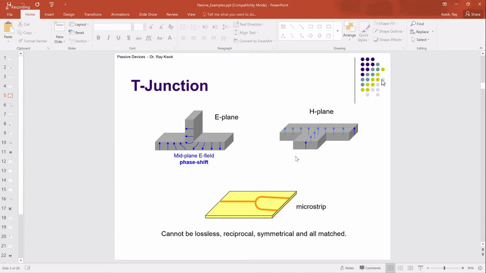So I can connect the signal coming in here, and then have 2 signals coming out. So I have a 3-port waveguide, right? This is called the H-plane T-junction. Or I can have the input coming down vertically and go out to the other side. That's called the E-plane T-junction.